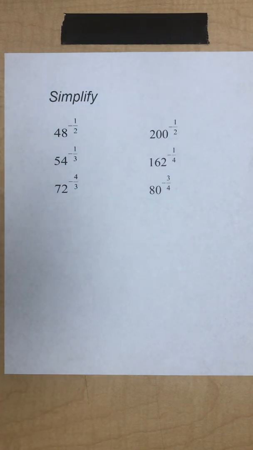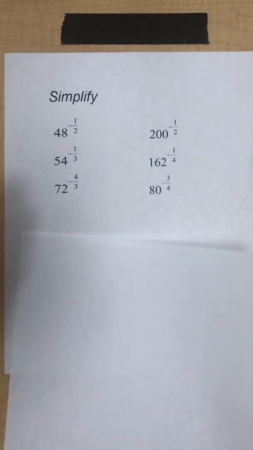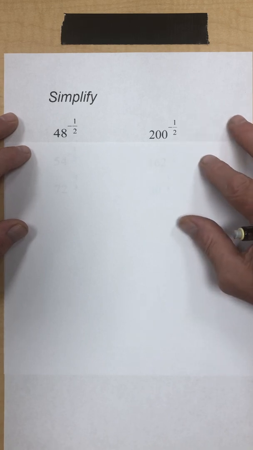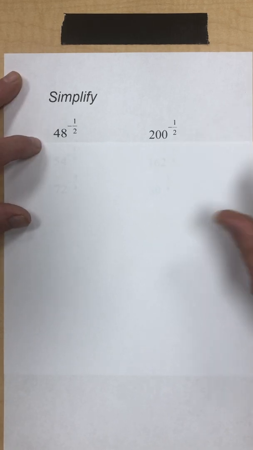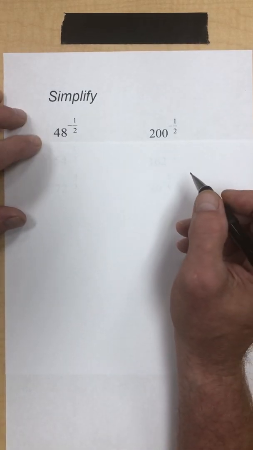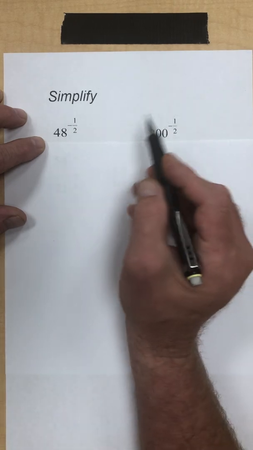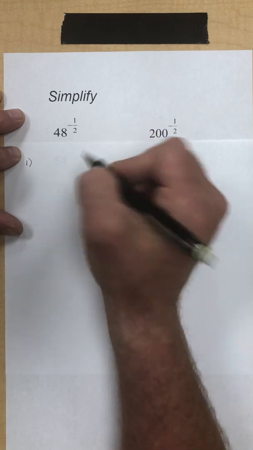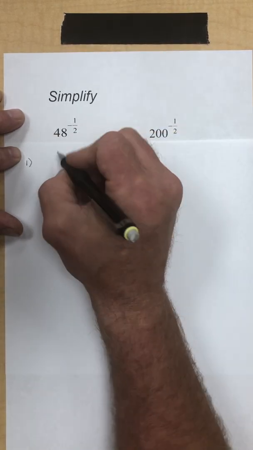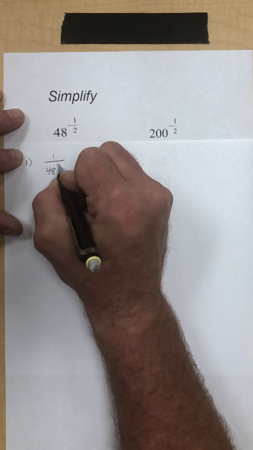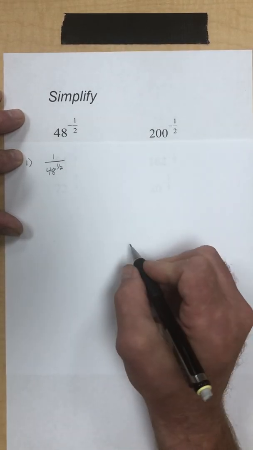Okay, and notice in all of these you have some negative exponents. And we don't like negative exponents in mathematics. We like positive exponents. So the very first thing I'm going to do is get rid of the negative exponent. Remember, you're just dealing with reciprocals. So this guy is just the reciprocal of 48 to the 1/2. So I just drop it from the numerator down to the denominator. So this is just 1 over 48 to the 1/2 power. And then I go about my business.